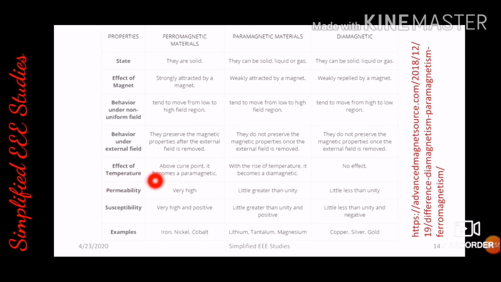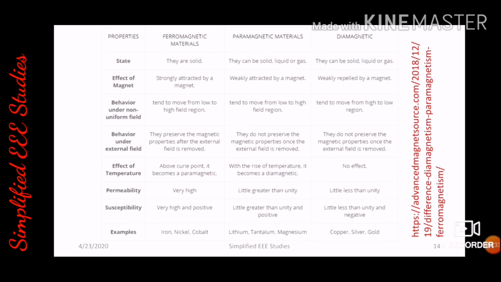Now regarding temperature, above the Curie point, ferromagnetic material becomes paramagnetic. Regarding paramagnetic material, with the rise of temperature, it becomes diamagnetic. There is no temperature effect for diamagnetic material. Regarding permeability, it is the ability of a magnetic material to pass the magnetic field or magnetic flux. Permeability is very high for ferromagnetic material, a little higher than unity for paramagnetic material, and a little less than unity for diamagnetic material.